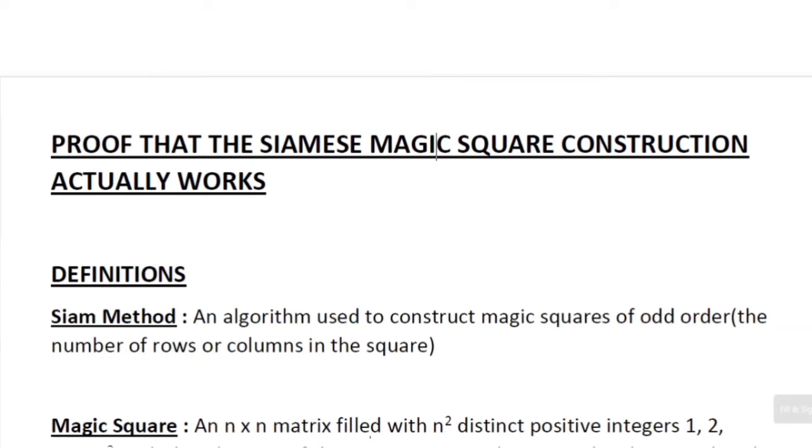So the first definition is of the Siamese method. What is the Siamese method? The Siamese method is basically an algorithm that is used to construct magic squares of odd order. And what is order? Order is the number of rows or columns in the square.